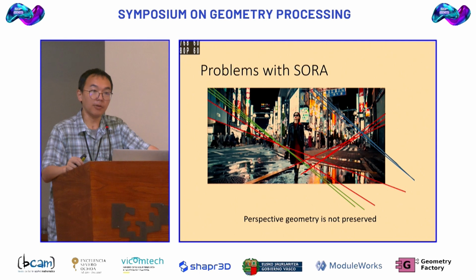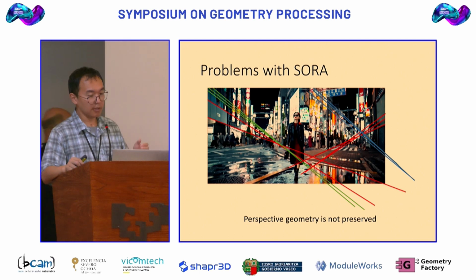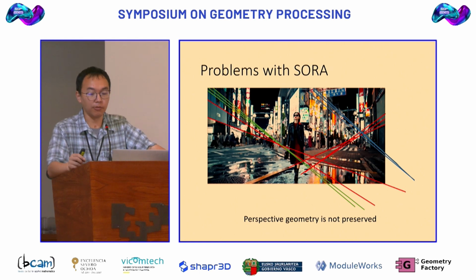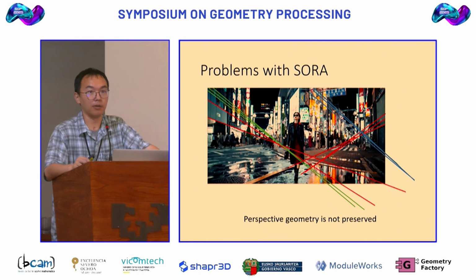But in the 3D domain, we care about a lot of geometric structures that are vital. For example, if you want to use those videos to do 3D reconstruction, then those line structures become very important. You will not get very good 3D models from those synthetic videos if perspective geometry is not strictly preserved.